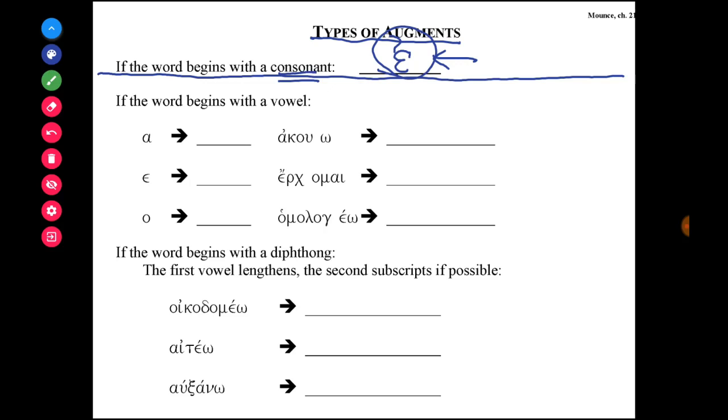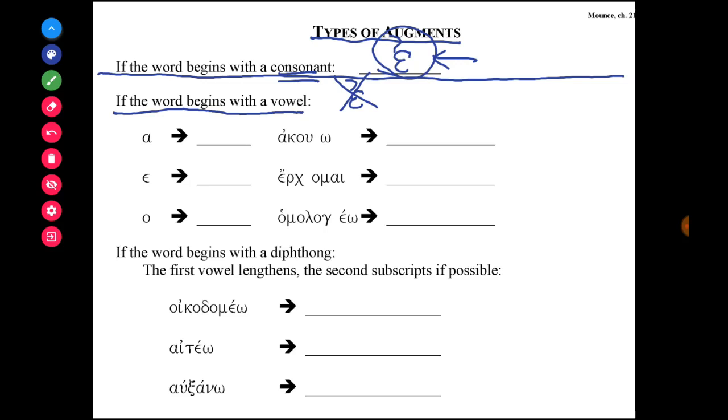But there are times when the epsilon is not a suitable augment for the verb, especially if the verb does not begin with a consonant. It begins with something else. So if the word begins with a vowel, you actually won't see the epsilon being used. Rather, the augment is making the front vowel long. Oftentimes, the augment for a verb that begins with a vowel is signified by making the stem vowel long.